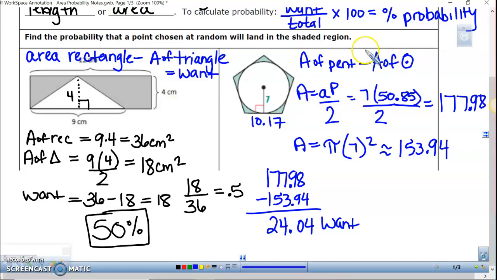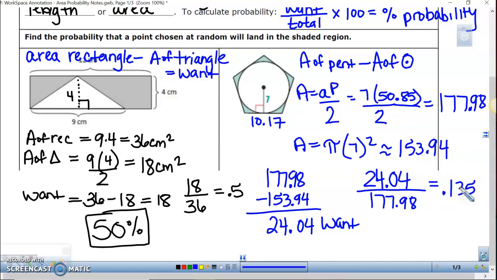Okay, so when you do your subtracting, that's usually what you want, right? We want this shaded part, so it's not a lot. So this is the only shaded area, okay? Out of the total, again, the total is the outside, the larger. So the total is our pentagon, which is 177.98. So we're going to do 24.04 divided by 177.98. And that gives us 0.135.